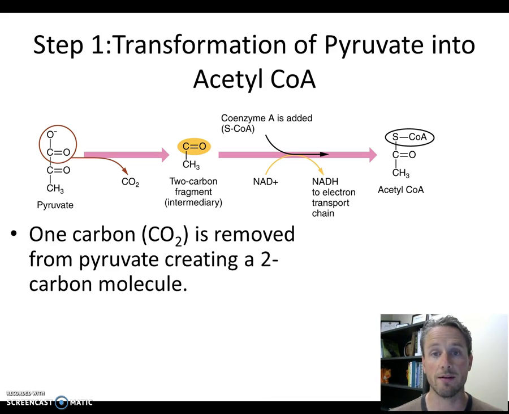So we'll start with step 1, transformation of pyruvate into acetyl-CoA. Remember, pyruvate is the product of glycolysis. So we've got our 3-carbon pyruvate molecule right here. That's our starting point. The first thing we're going to do is remove this carbon and 2 oxygens in the form of CO2. So we're going to break off one part of the molecule. That makes this 2-carbon molecule.